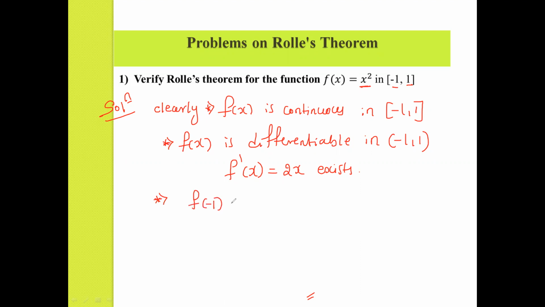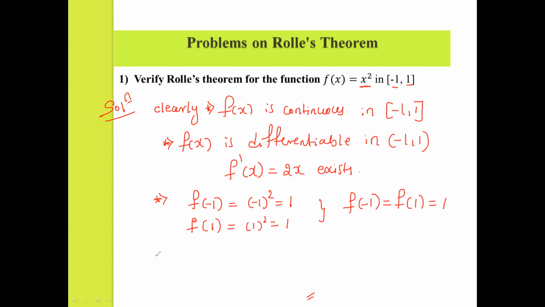So f of -1: we have f of x as x square. If I replace x by -1 in the function, it is -1 whole square, that is +1. Also f of b is 1. If I replace x by 1 here, it is 1 square, that is also 1. So based on these two, we can easily tell that f of -1 equal to f of +1, that is nothing but 1. So here you can see all three conditions hold good.